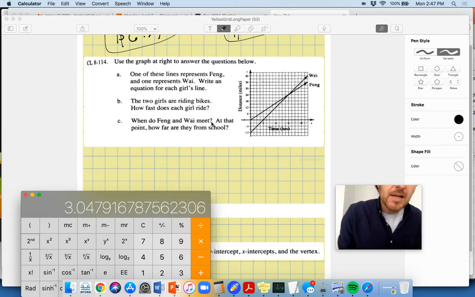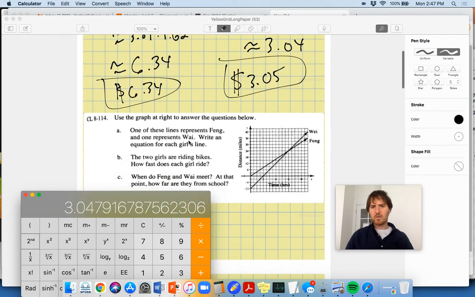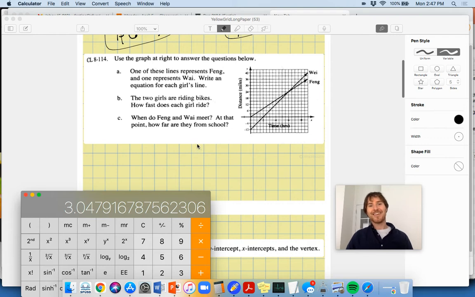All right, anyways, use the graph at right to answer the questions below. Okay, hopefully you got this. Message me if you have any questions. Okay, use the graph at right to answer the questions below. One of the lines represents Feng, another one of the lines represents Wei. Write an equation for each girl's line. The two girls are riding bikes. How fast is each girl riding?